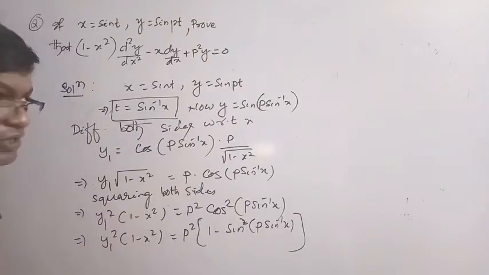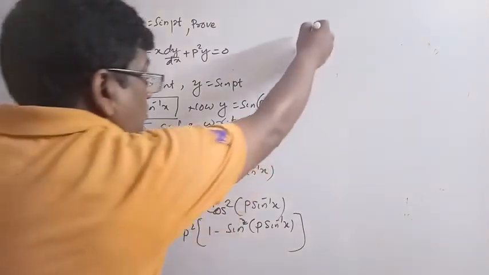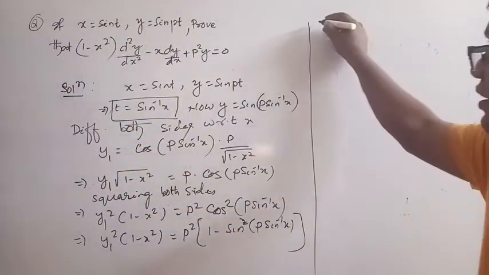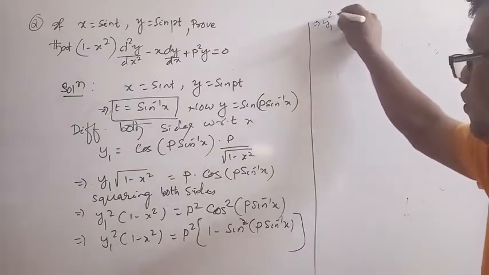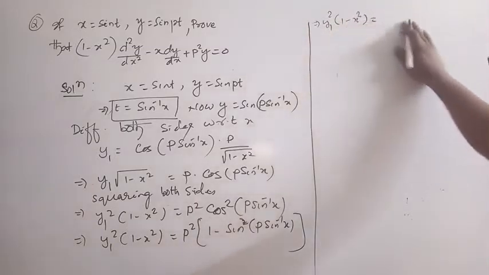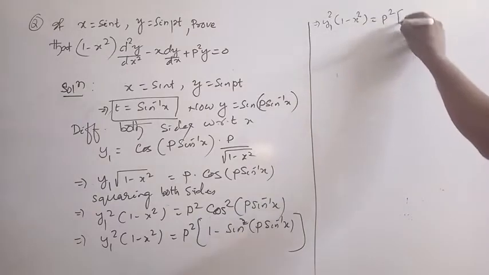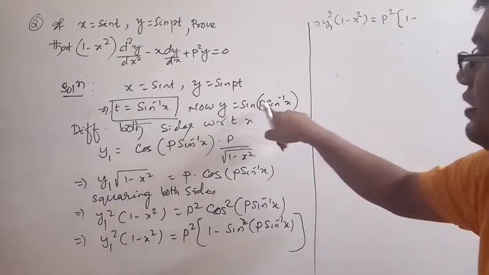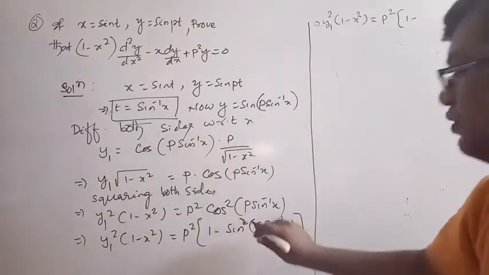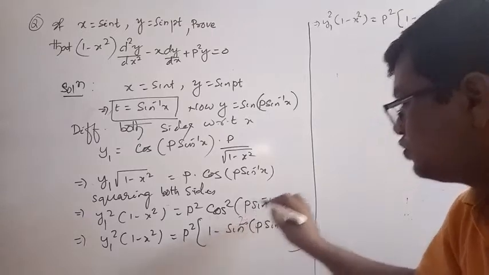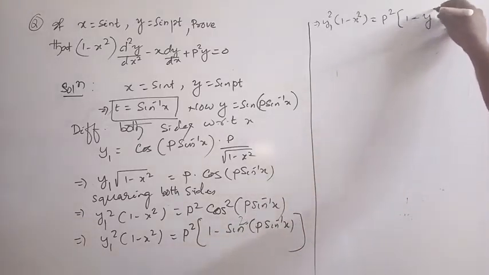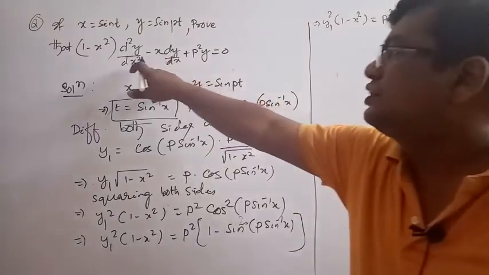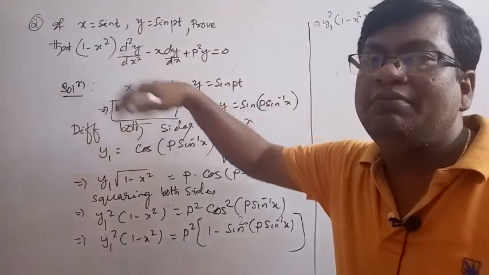Now y1 square into 1 minus x square is equal to p square into 1 minus, this is sin of p sin inverse x means y, square form, so it will be minus y square here. Again, the question asked for d square y by dx square, means second order derivative.